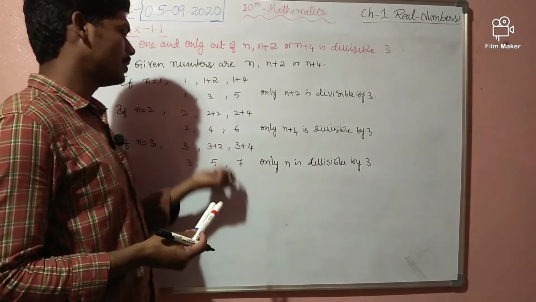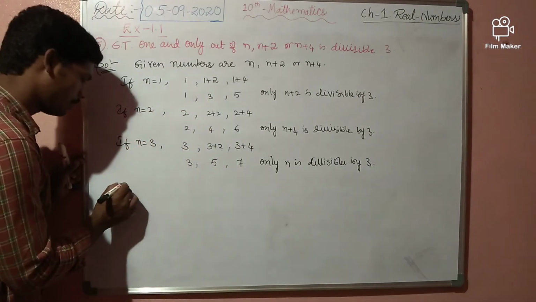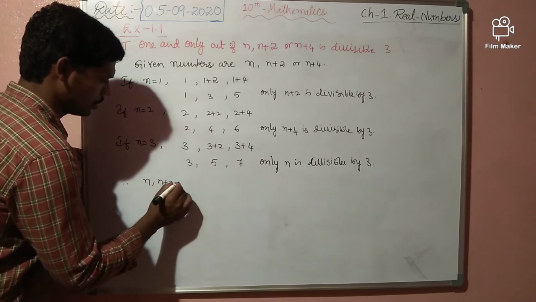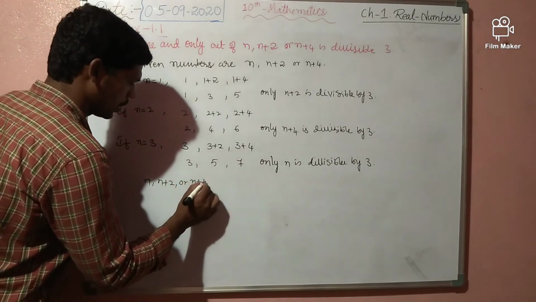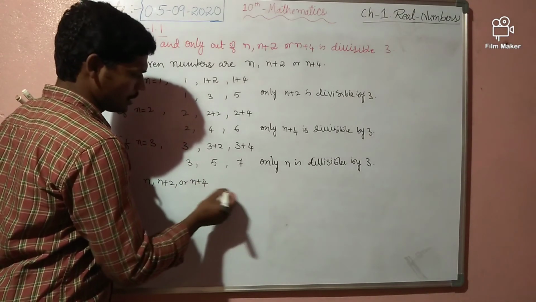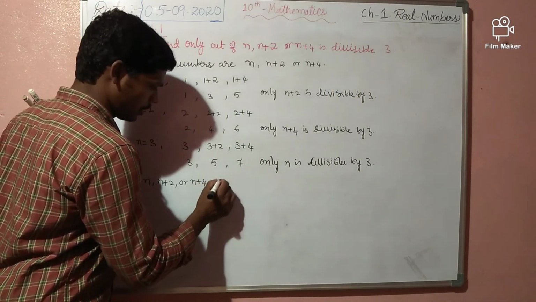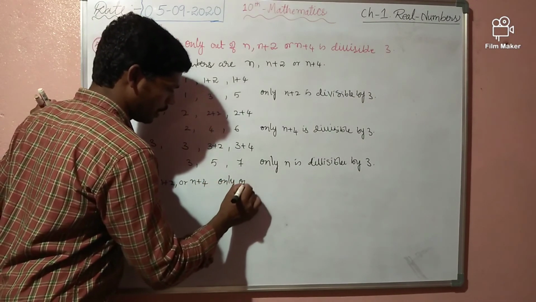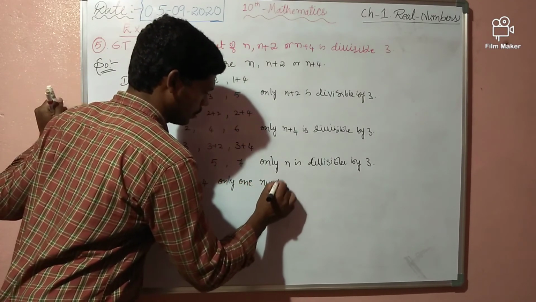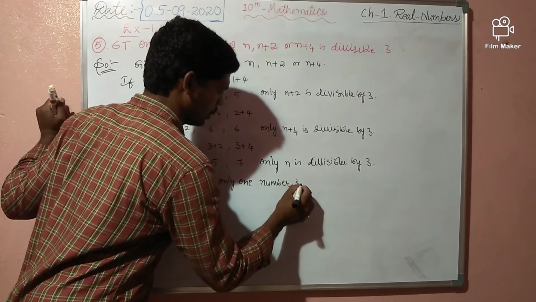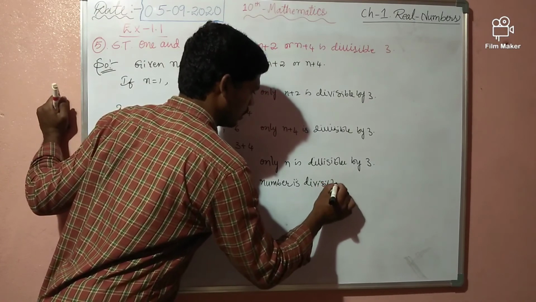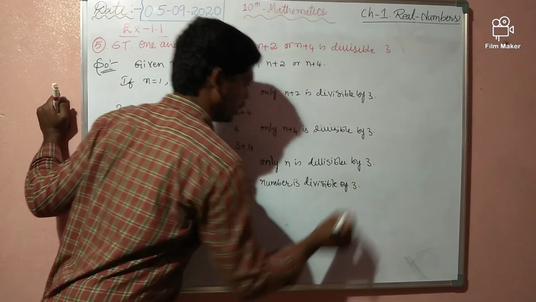So here, by taking the n value as any positive integer, here 1, 2, 3 and so on, among the three numbers only one is divisible by 3. Therefore among n, n + 2 or n + 4, one and only one number is divisible by 3.